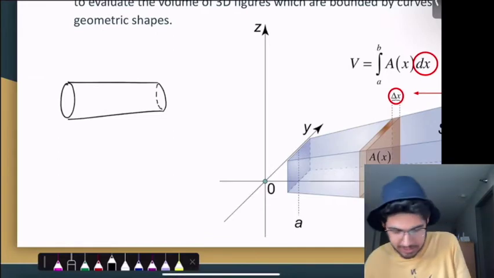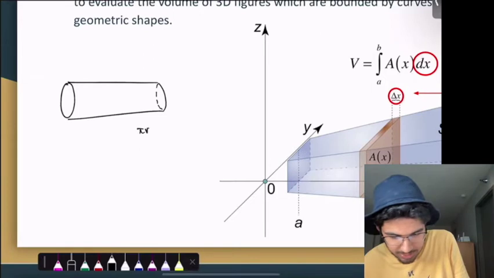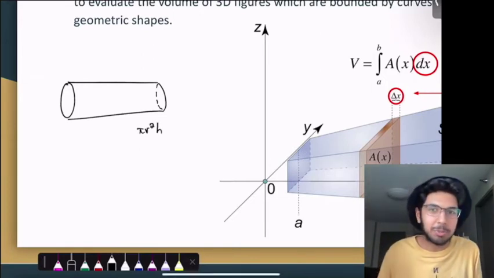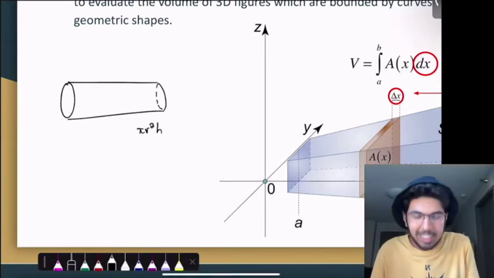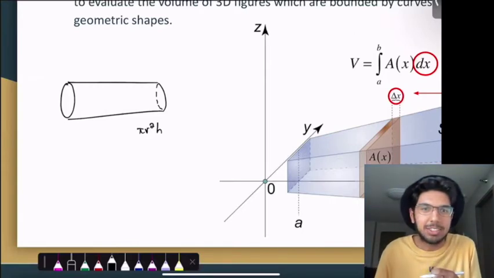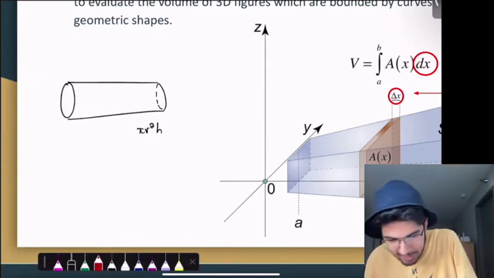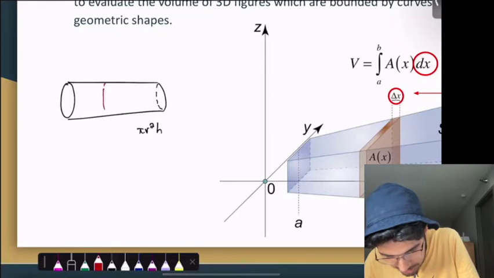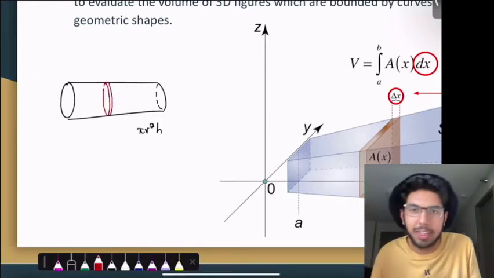And the volume of a cylinder is pi times r squared h, right? That's what we've learned. We can think of finding the volume of the cylinder in a similar way, in that we take a cross-section which has a very small thickness.